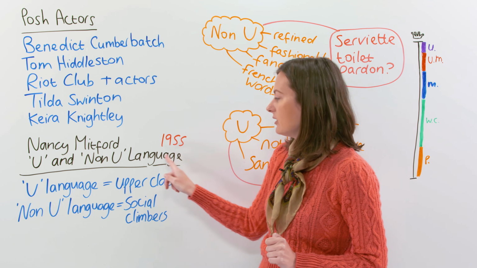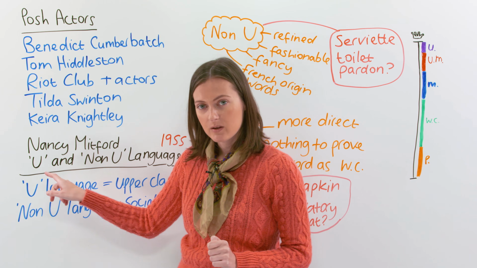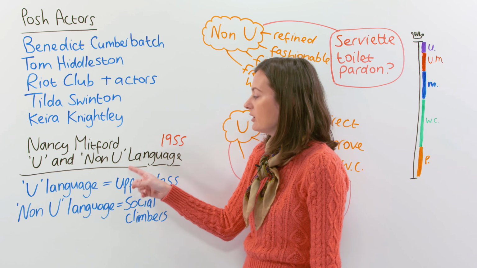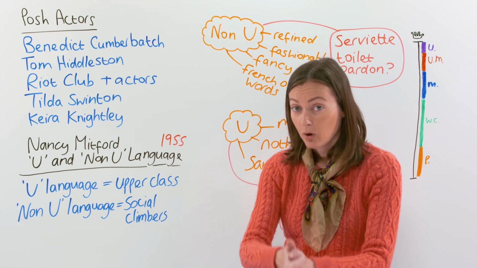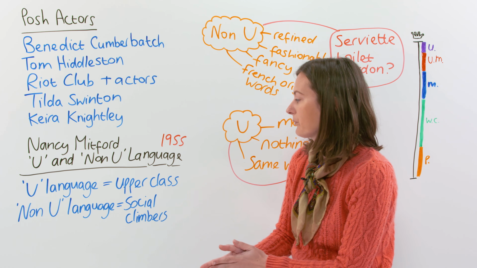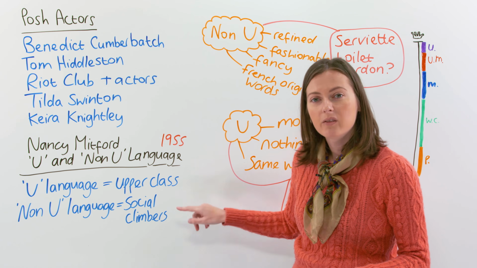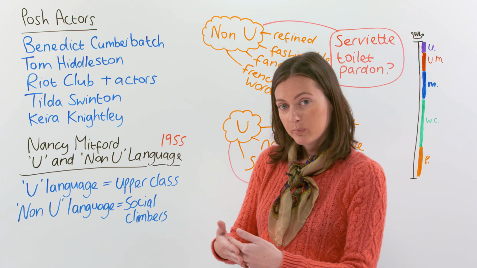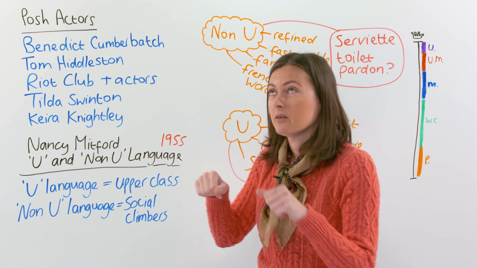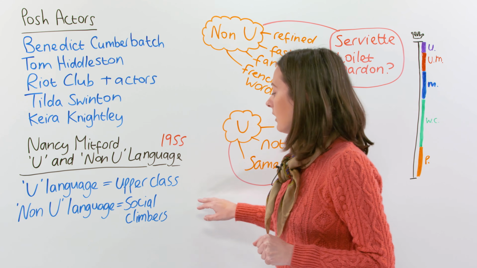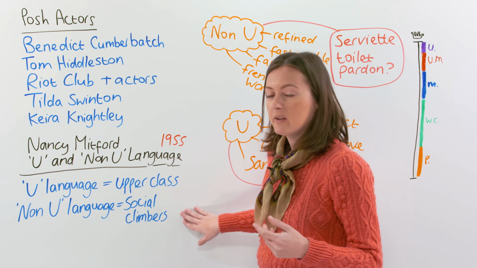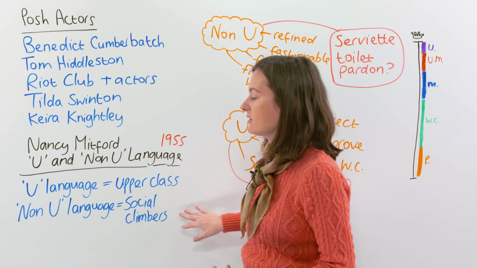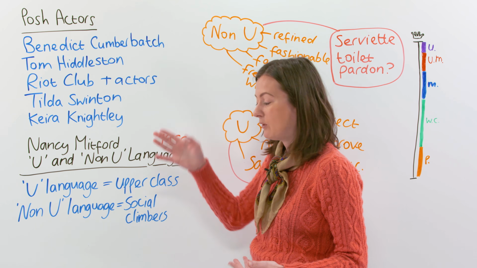U and non-U language. U language means upper class language. Non-U language means not upper class. And these people are the social climbers. They could be the middle class people who earn more money and are sort of climbing up. And these could be the upper middle class people as well, who are spending time with the upper class people.